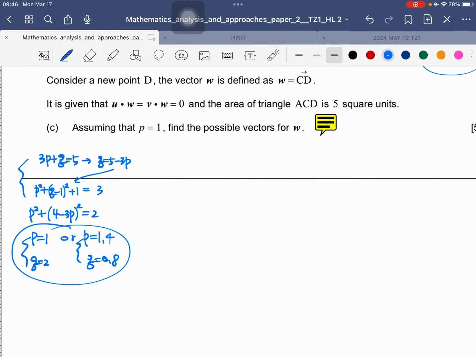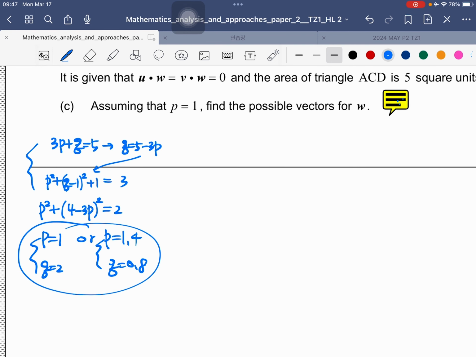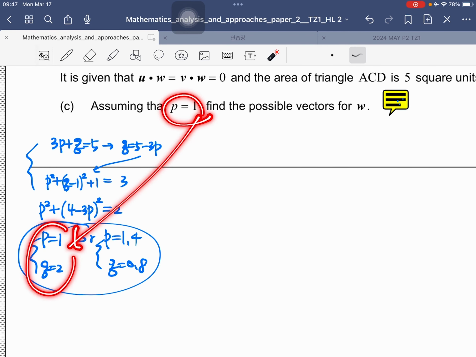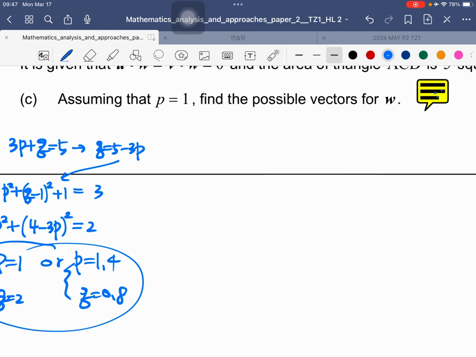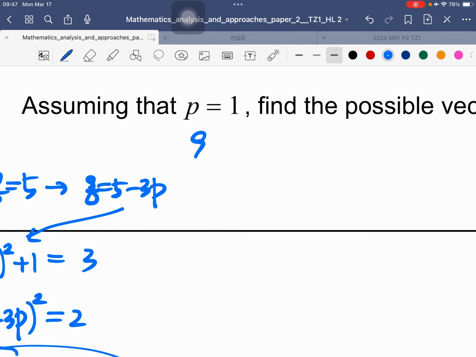Now consider the new point D. The vector W is defined as the vector from C to D. It is given that u dot v and v dot w is 0, and then the area of triangle ACD is 5 square units. Assuming that p equals 1, find the possible vectors for W. Assuming p equals 1, which means that we are using this condition here, that automatically means that p equals 1 and q equals 2.